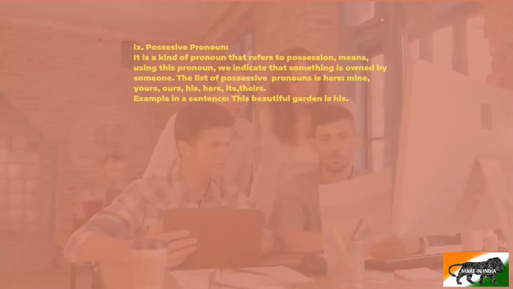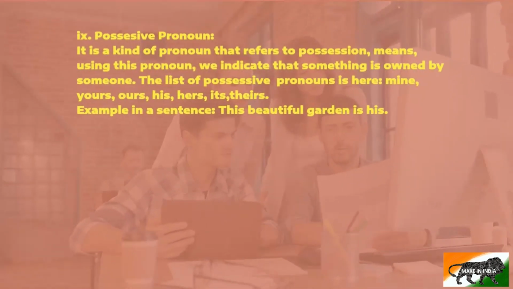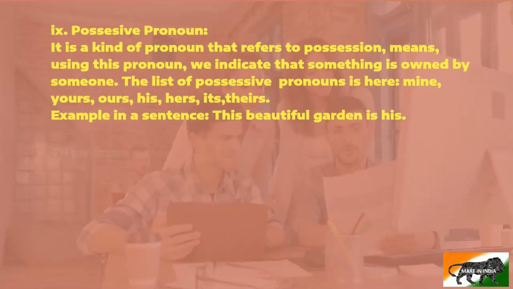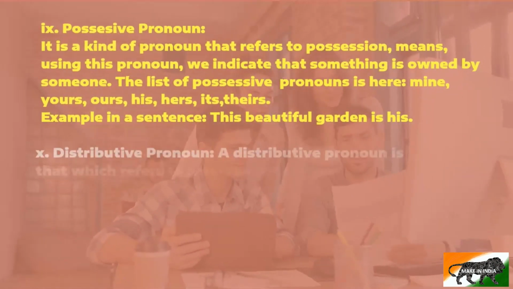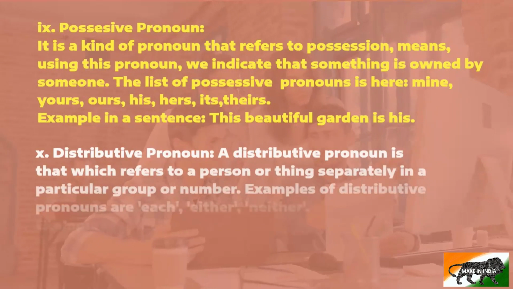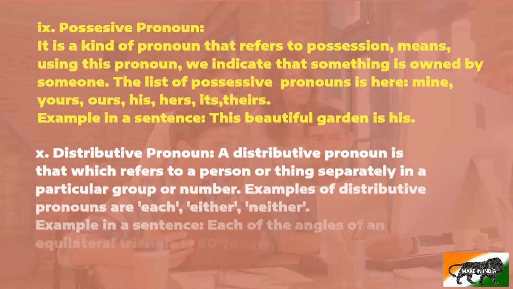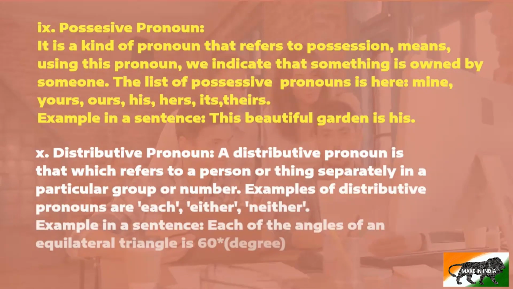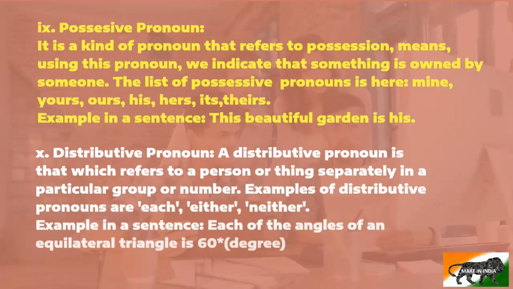Last but one is the possessive pronoun. It is a kind of pronoun that refers to possession, meaning that using this pronoun, we indicate that something is owned by someone. The list of possessive pronouns is here: mine, yours, ours, his, hers, its, theirs. Example in a sentence, this beautiful garden is his.